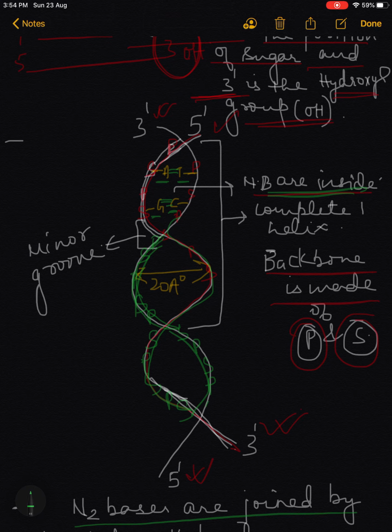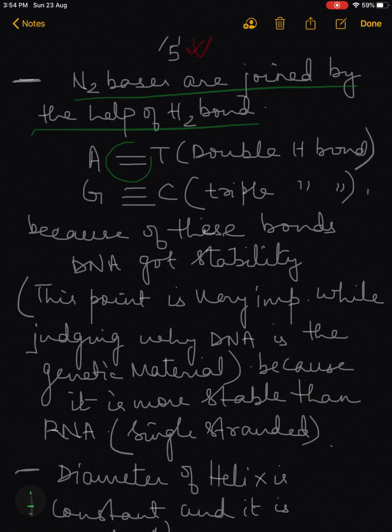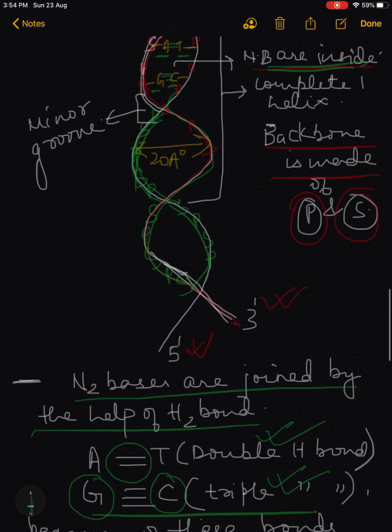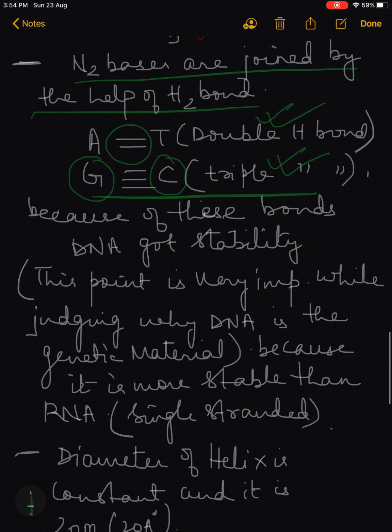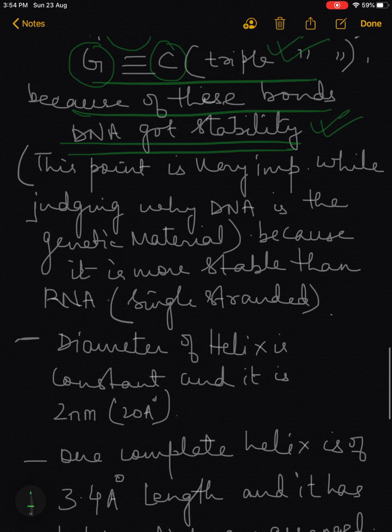Here the bonds are hydrogen bonds, and there is a rule that A will be bonded with T and there will be double bonds, and G will be bonded with C and it will be a triple bond. Okay, now because of these bonds in between the nitrogenous bases, the structure of the DNA has got stability. The DNA is stable because of these bonds, and this is a very, very important point.